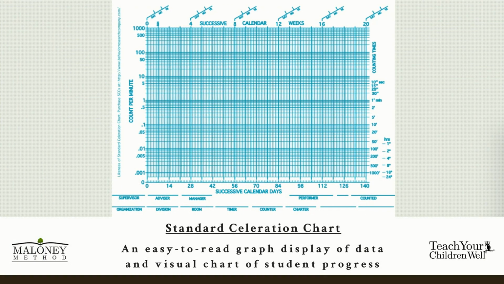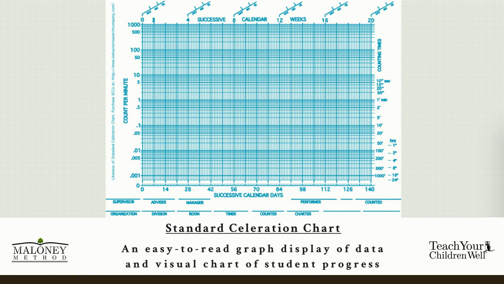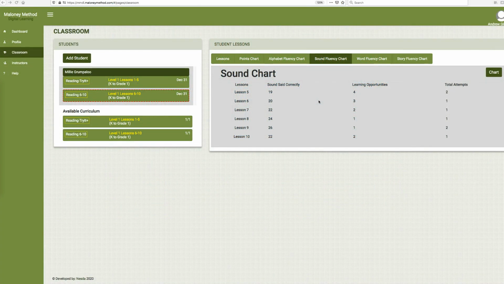Now, if you are familiar with a Standard Celeration Chart, you know this data can be put together in a chart display form. Here is our new feature in the learning system that turns the data into a chart. I have entered into the system timing data for a period of days. Lesson 6, 20 correct, 3 learning opportunities. Lesson 7, 22 correct, 2 learning opportunities. Lesson 8, 24 corrects, 1 LO. And Lesson 9, 26 correct, 1 LO.